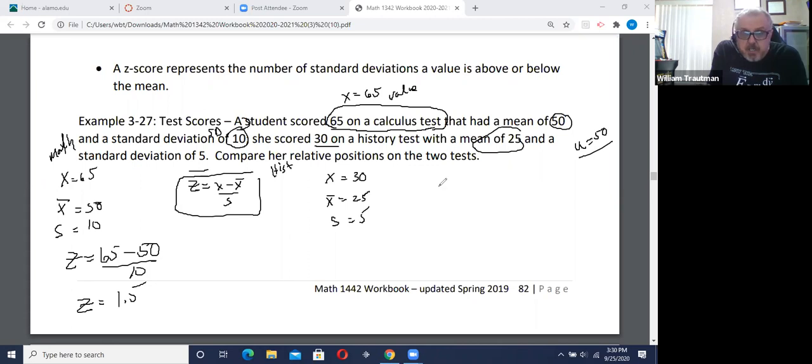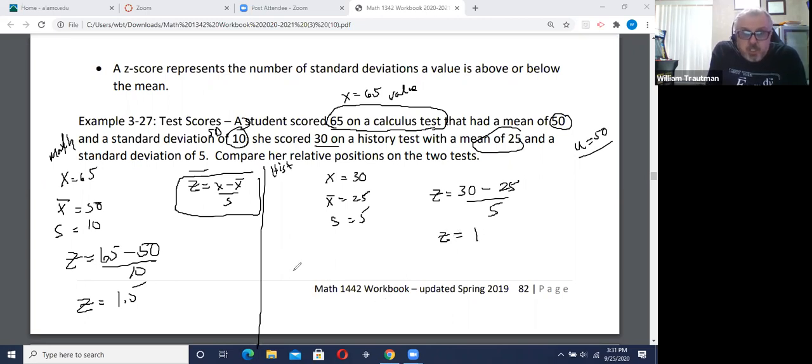Over here, z equals x was 30, the mean was 25, and the standard deviation is 5. When I put that into my calculator, I get a z value of 1.